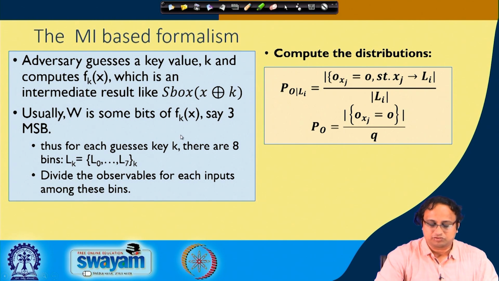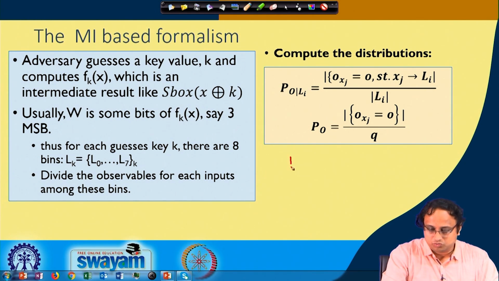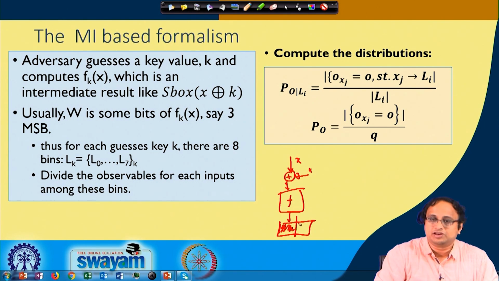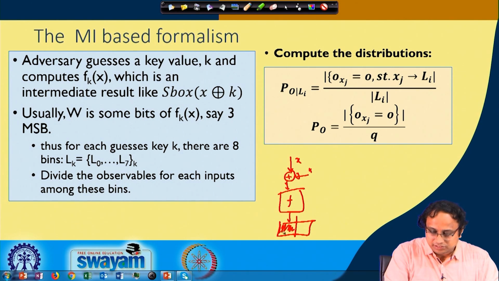So, if I take the 3 MSB bits, what I am trying to say is that when you do x XOR k and apply the S box, denoted as f, and you target one of these outputs, suppose my W is given by the first 3 bits over here. The values of these 3 bits give me the corresponding leakage class. So, how many values can these 3 bits take? It can take 8 values, right.